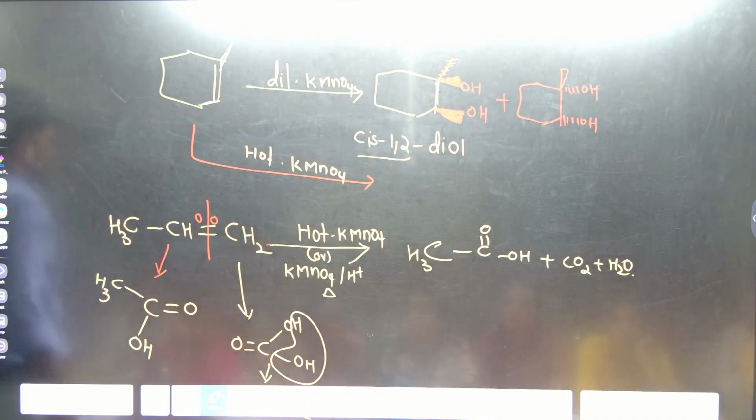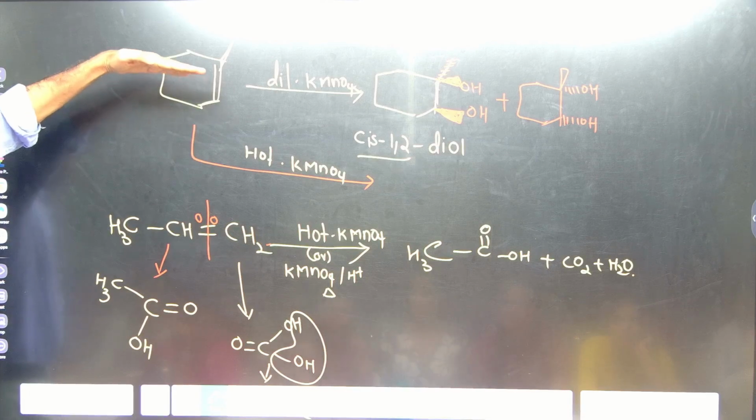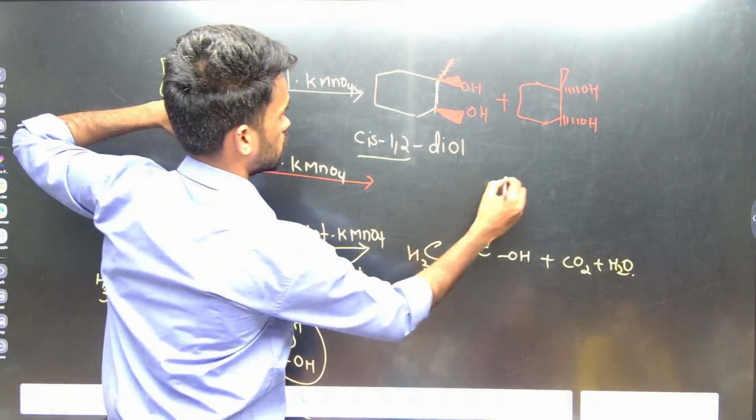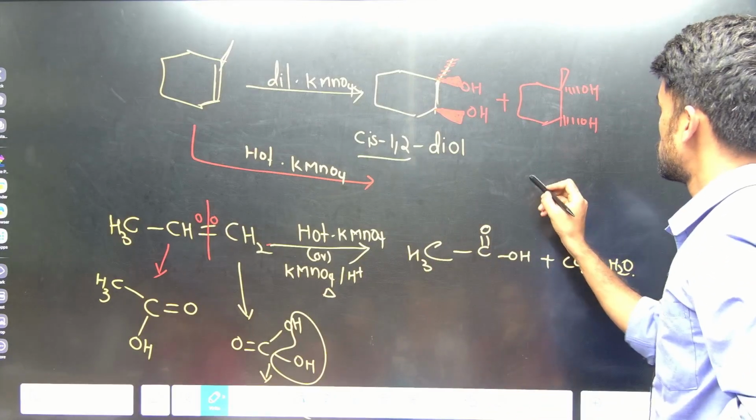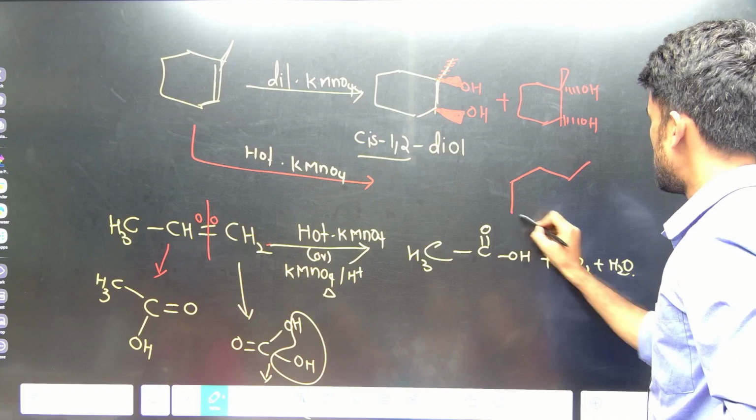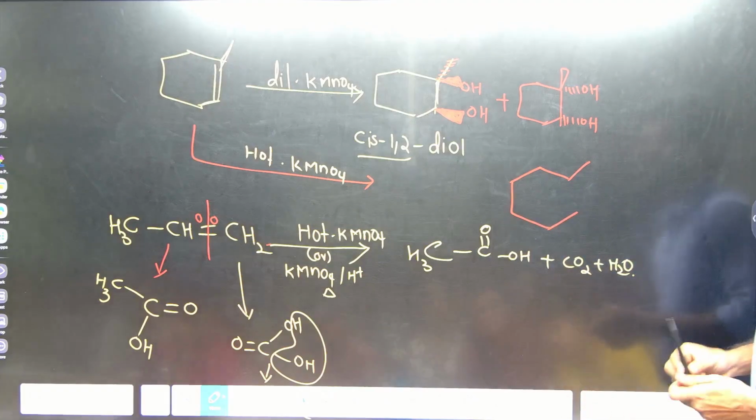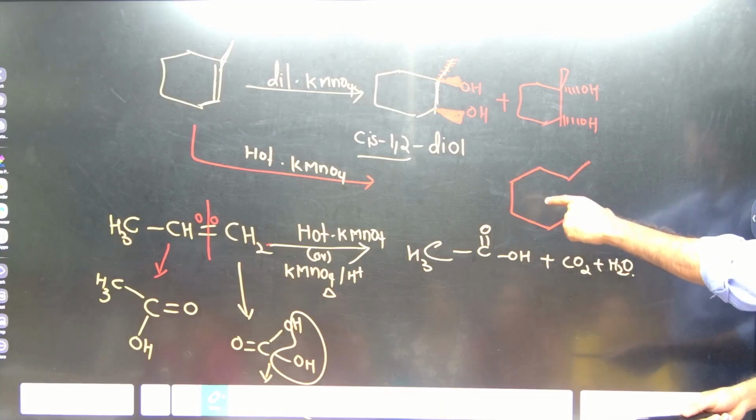How will you break? Break the double bond. Okay, 6 carbons are there now. So write. Try to imagine what I am doing. This double bond you are breaking. 6 carbons are there or not in this ring?